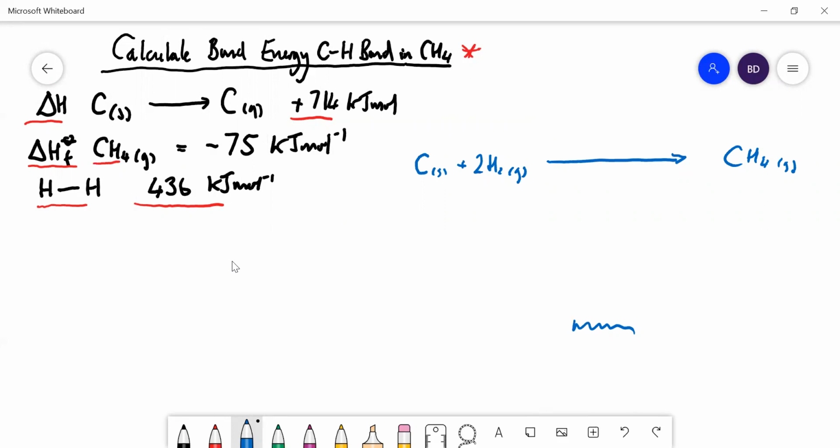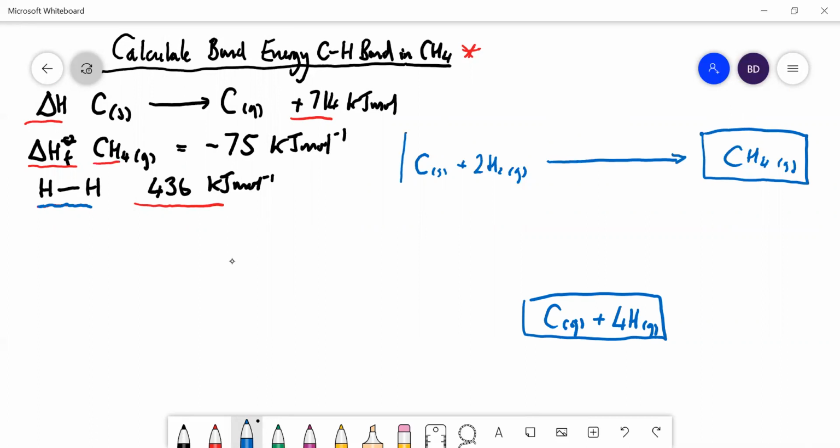Well, I think the clue here is that we are given bond enthalpies. So let's use the bond enthalpy Hess's law triangle. So what I would put down there then is carbon in the gaseous form and 4 hydrogens in the gaseous form. Okay, let's put a box around that.